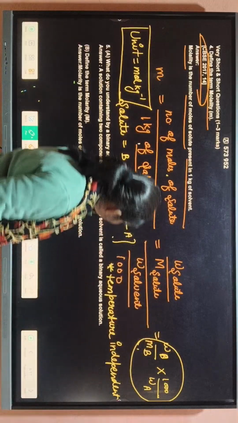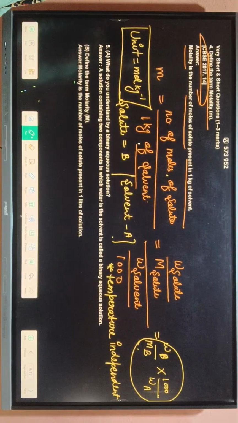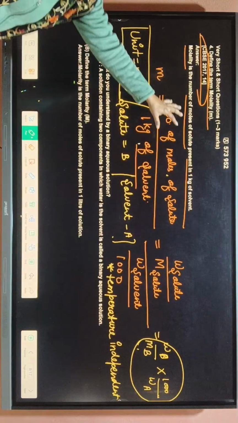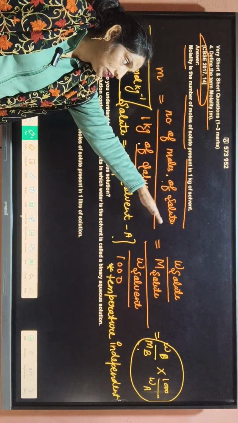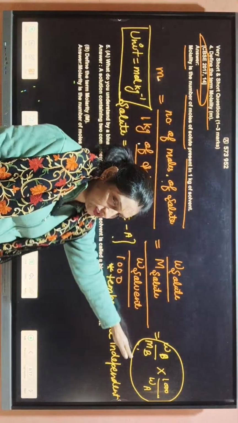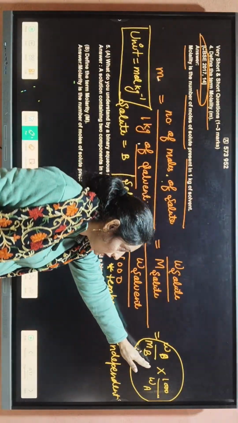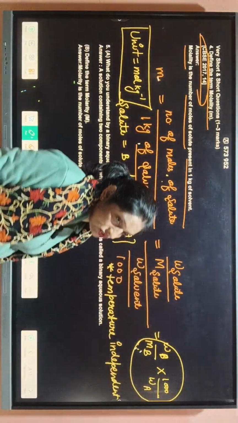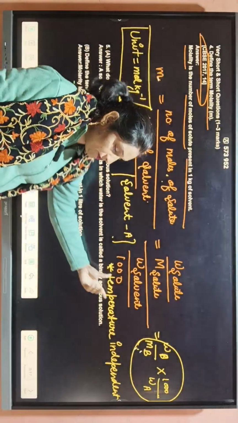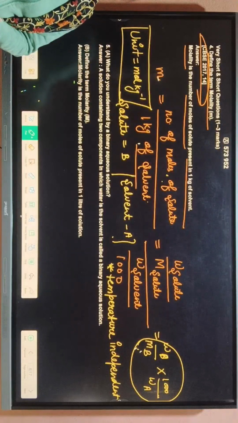I hope it is clear to all the students what is molality. Molality is the number of moles of solute present in 1 kg of solvent. You can calculate molality by using this formula: given mass of the solute divided by molar mass of solute into 1000 divided by given mass of the solvent. It is temperature independent, and students, its unit is mole per kg.